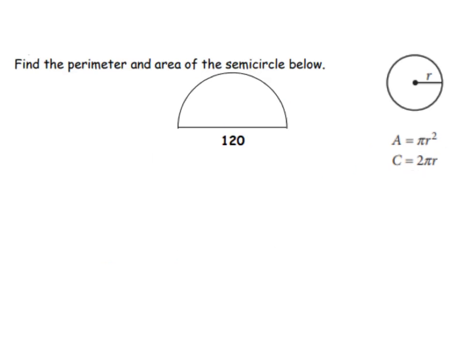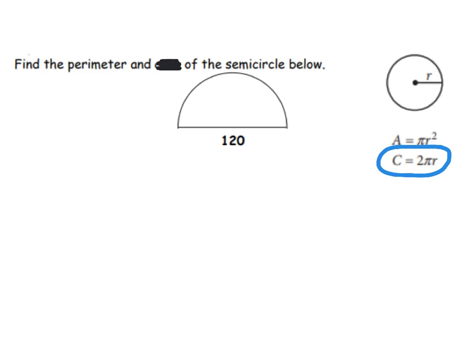Alright, find the perimeter, again we're just doing perimeter for now, of the semicircle below. For a semicircle, we're still going to use circumference for the perimeter, but for a semicircle, we need to take the perimeter and cut it in half. Take the circumference and cut it in half.